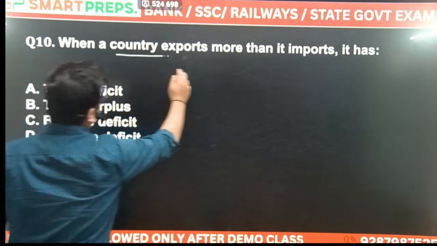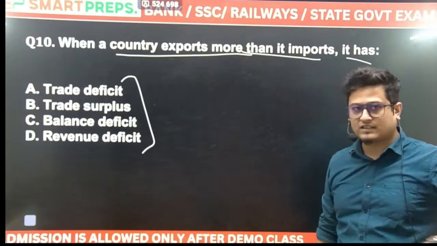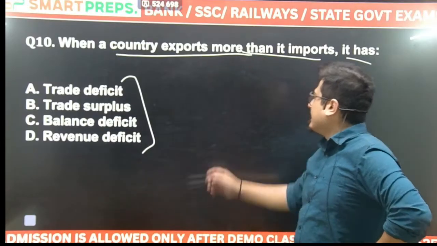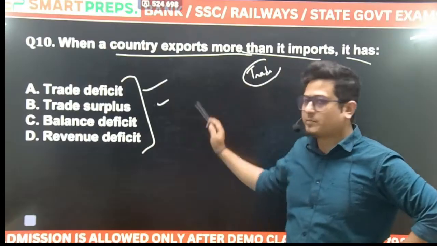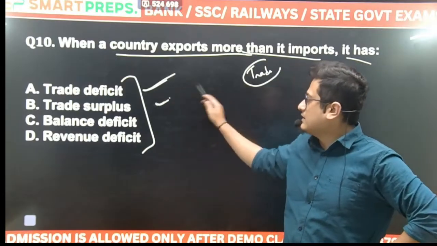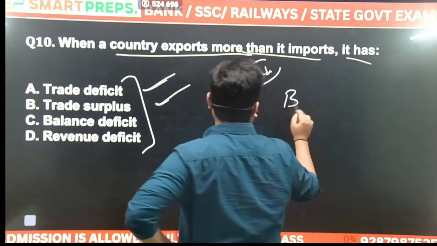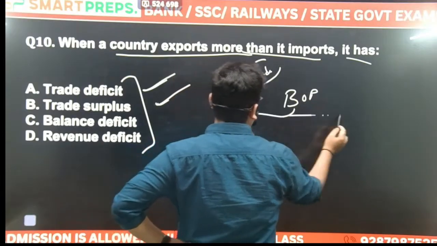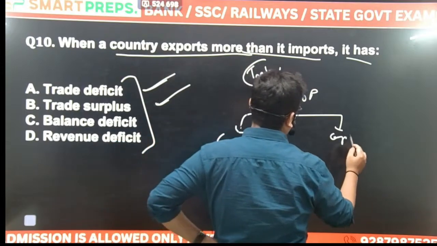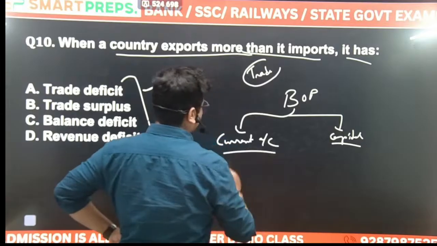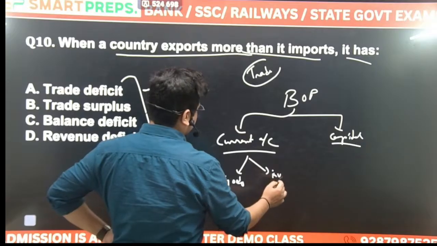नेक्स्ट, when a country exports more than its imports, then it has trade deficit, trade surplus, balance deficit, revenue deficit. क्या होगा ये? एक्सपोर्ट्स एंड इंपोर्ट्स these are related to trade. ठीक है, तो क्वेश्चन आंसर इधर ए है और बी है. तो ट्रेड का डेफिसिट होगा या ट्रेड का सरप्लस होगा. तो जनरली आई टोल्ड यू बैलेंस ऑफ पेमेंट. यहां पे दो फैक्टर्स थे, क्या क्या? करेंट अकाउंट एंड कैपिटल अकाउंट. करेंट अकाउंट वी हैव टू थिंग्स, गुड्स एंड इनविजिबल्स.